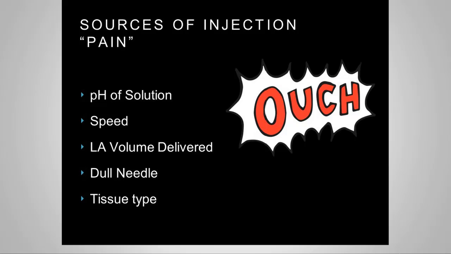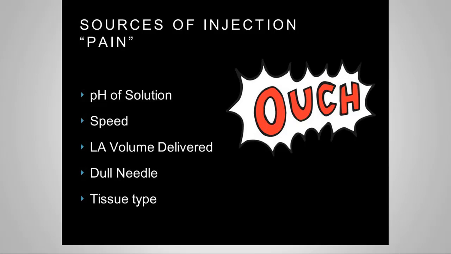Let's talk about the sources of pain. There are really 3 sources of potential pain upon administering an injection. Ironically, not associated with the pain is the size or gauge of a needle, as well as the temperature of the anesthetic solution. So most importantly is the speed. So we're going to talk about that a little bit.